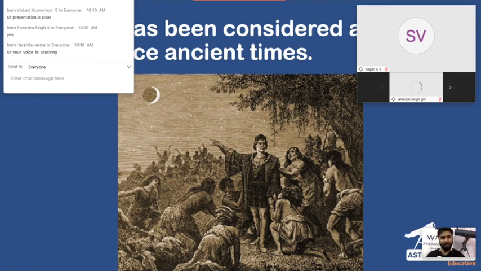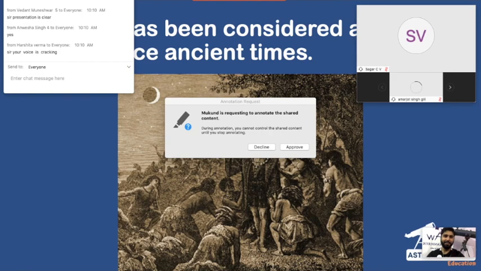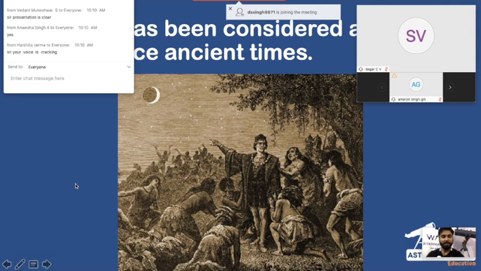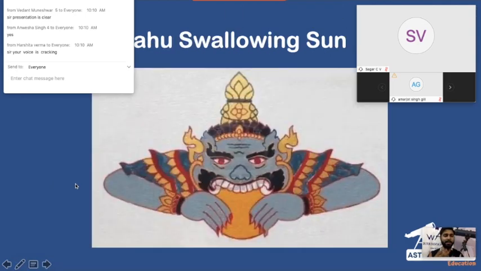But before that, a very, very interesting fable that we have in Indian mythology, about Rahu swallowing the sun. How many of you have heard about this term called Rahu? There's a planet in Indian mythology known as Rahu. How many of you have heard about him?